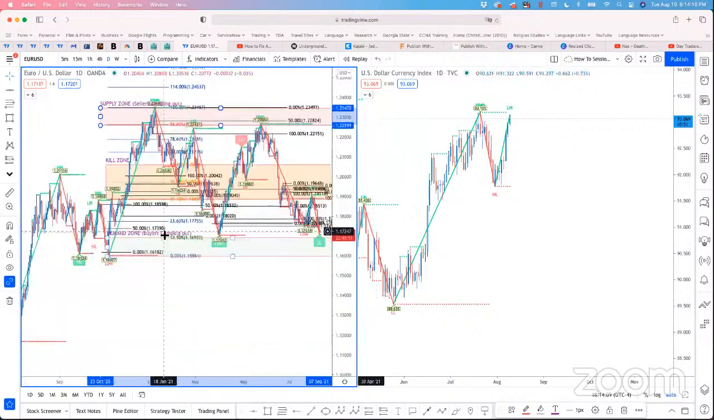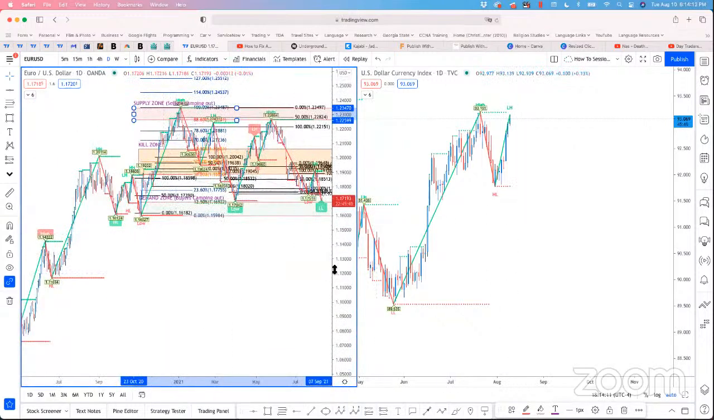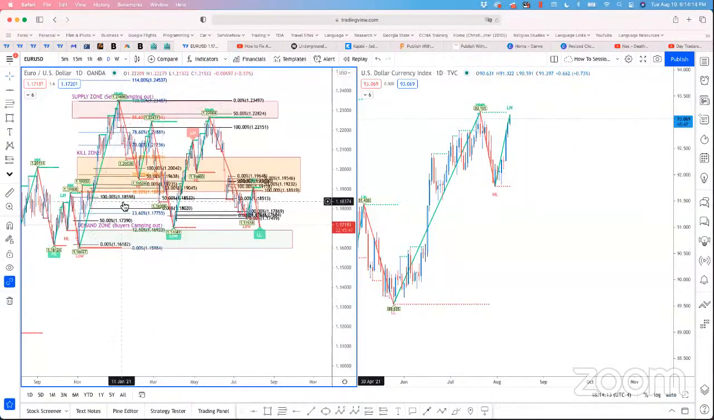Right? And supply has what else in there? An order block near the supply zone. Rejected, rejected, rejected. And now you're just trading in between this higher time frame supply and demand all throughout this area.